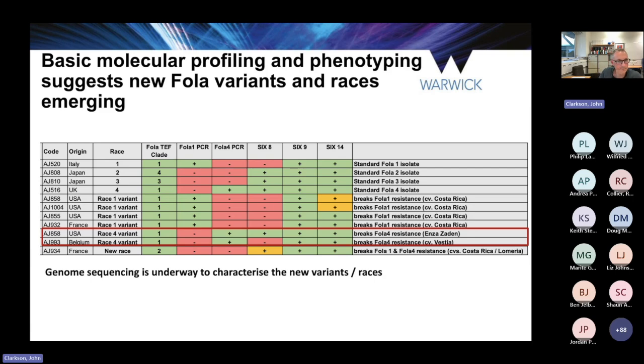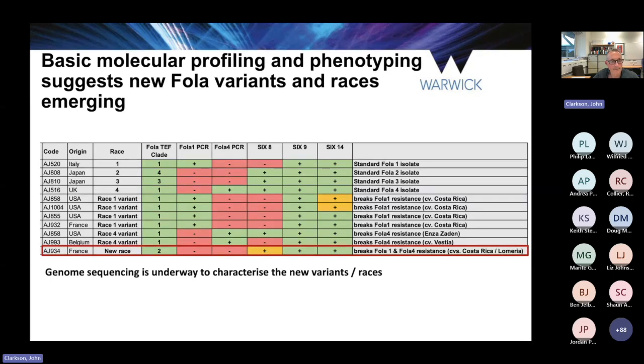And finally, probably the most interesting to us was an isolate from France, which had a completely different test sequence to anything else that we'd seen before. It didn't amplify with either the race 1 or the race 4 primers, and it had a different 6.8 sequence as well, and it seemed to break multiple sources of resistance. So that to us looks like a new race.